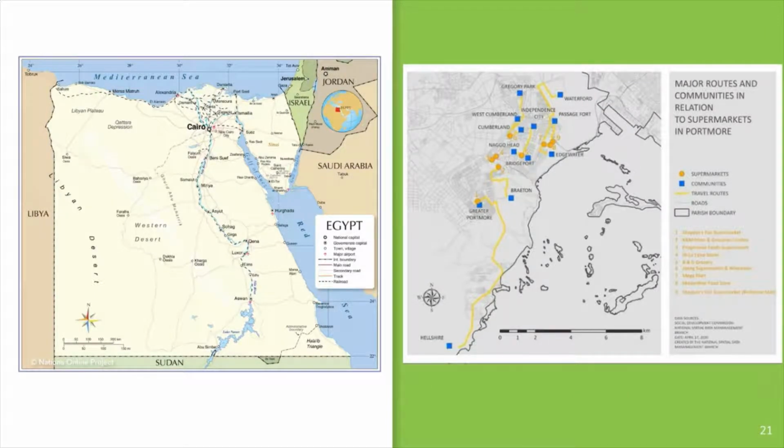They're sort of behind the features, but they still give you some kind of spatial context here as well. So this map on major routes and communities in relation to supermarkets in Portmore, I think this is also very good. The color combinations work well.